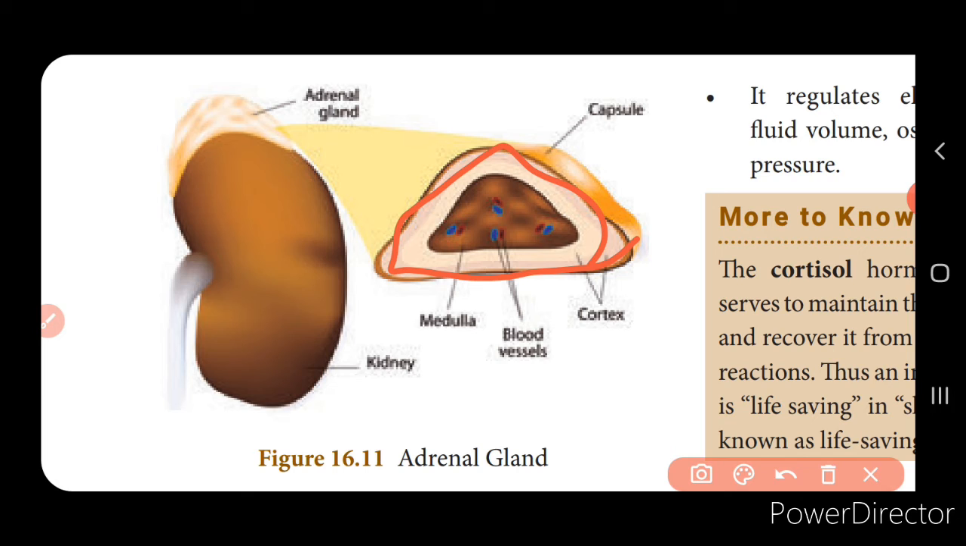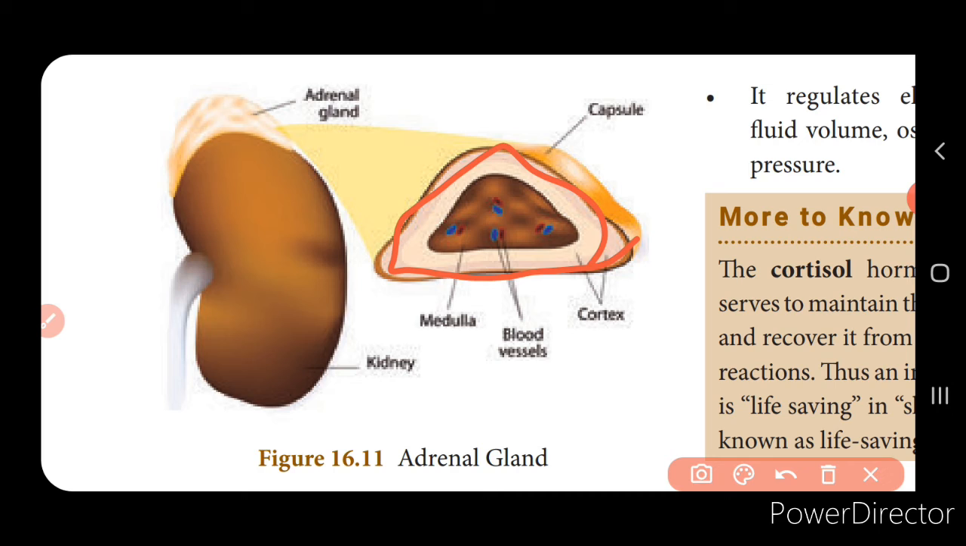glucocorticoids. Now, this is secreted by the zona fasciculata. And the hormones are cortisol and corticosterone, right? And this regulates the cell metabolism. It stimulates the formation of glucose from glycogen in the liver, and it helps as an anti-allergic or anti-inflammatory agent, right?